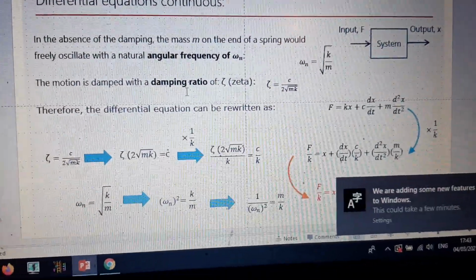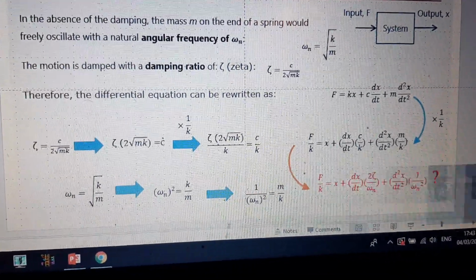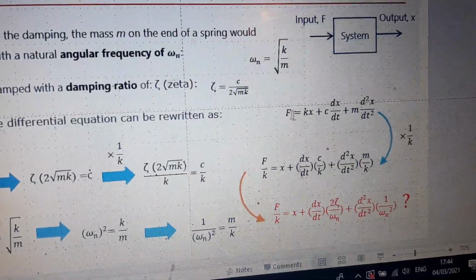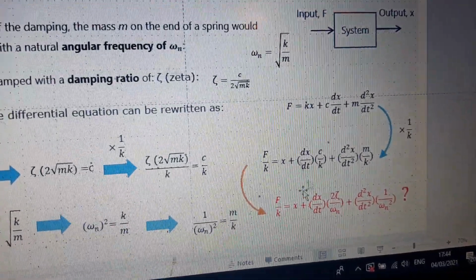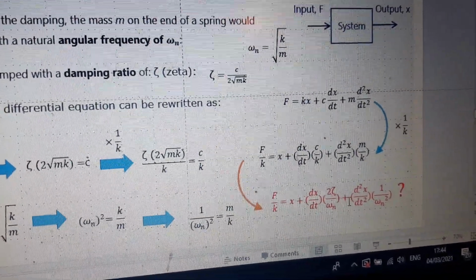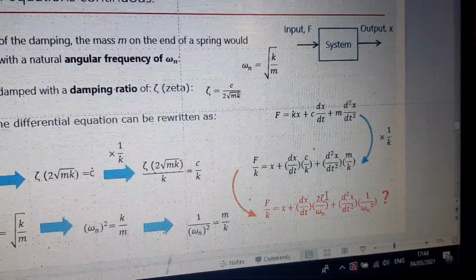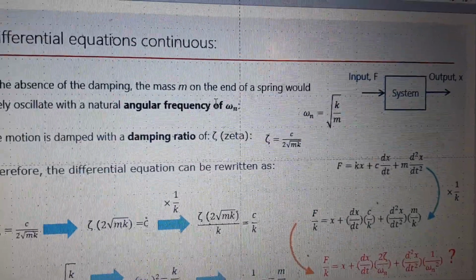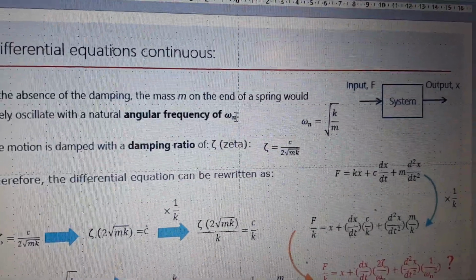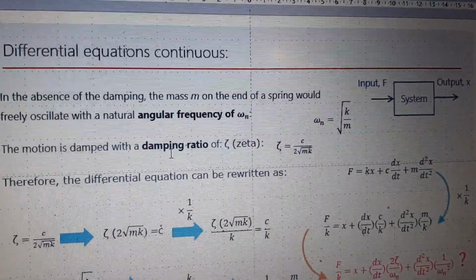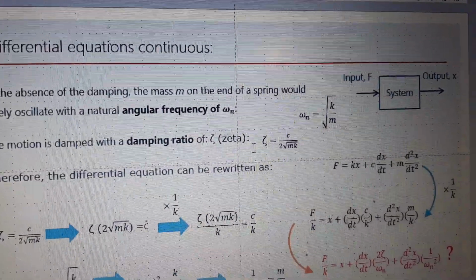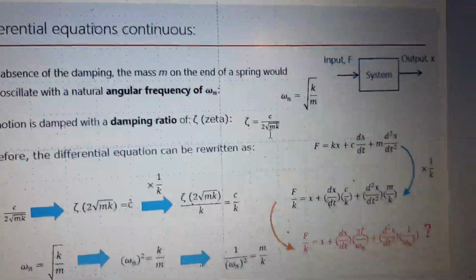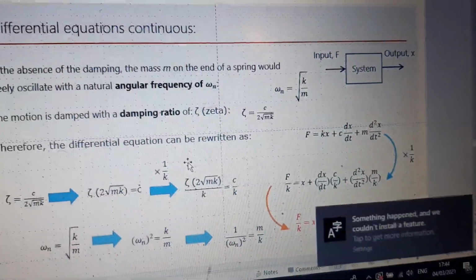So the question was how we get from this differential equation to this one down here. We talked about two new equations. One of them is for angular frequency, or omega n, and another one is for damping ratio, or zeta. We're going to use these two to get to that point.